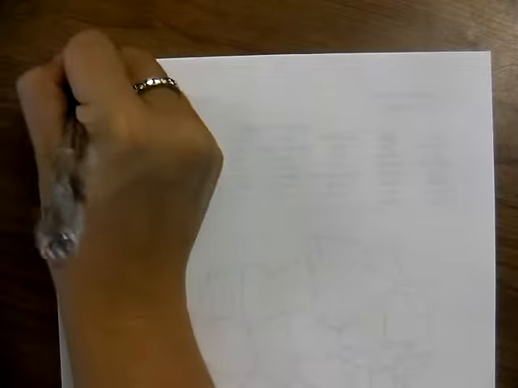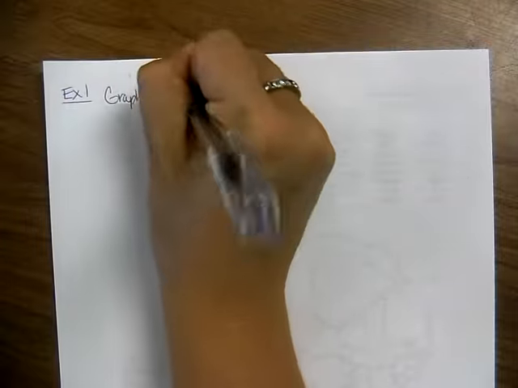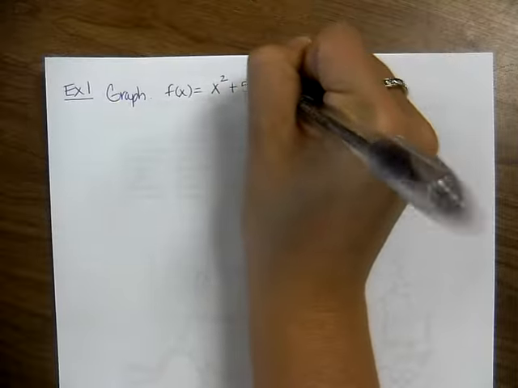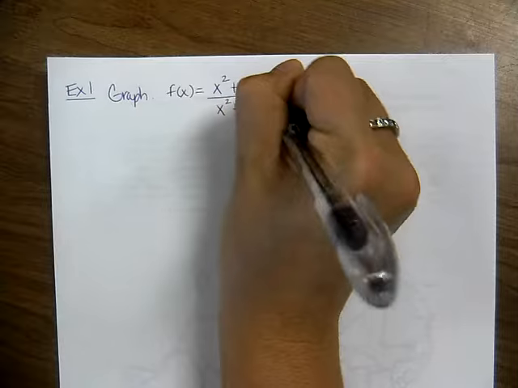Okay, so let's do an example. So let's graph f of x equals, I would go to, well, no, that's enough room. If you have like 2/3 of a sheet left, you're good to go for space. If not, you might want to turn the page. x squared plus 5x plus 6 over x squared plus 4x plus 3.